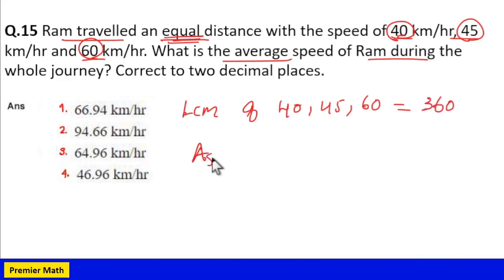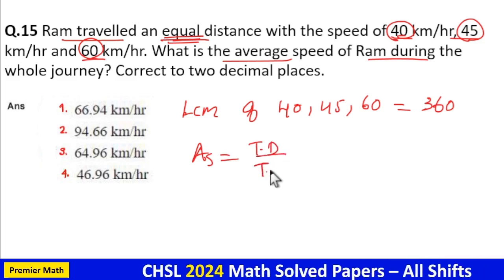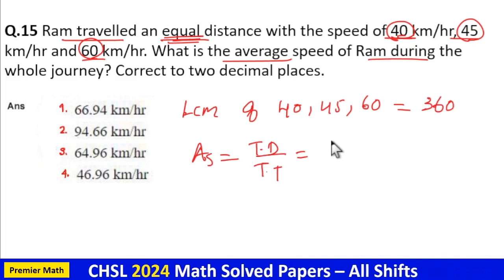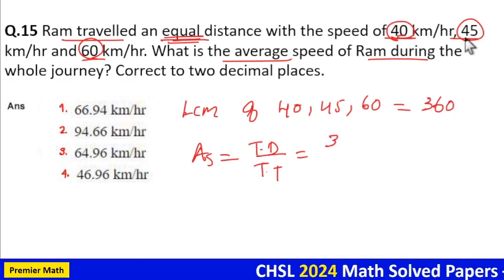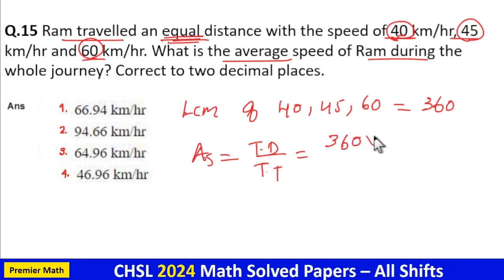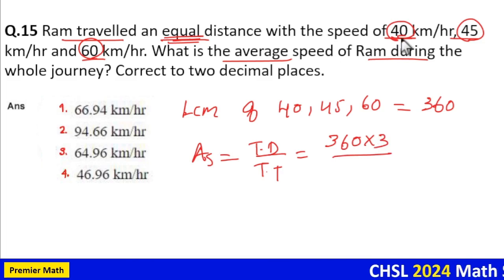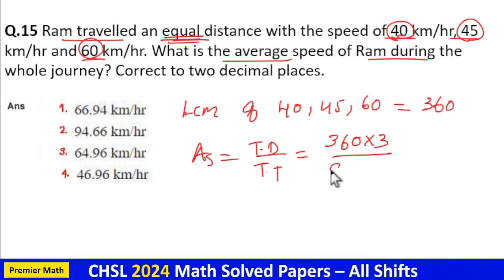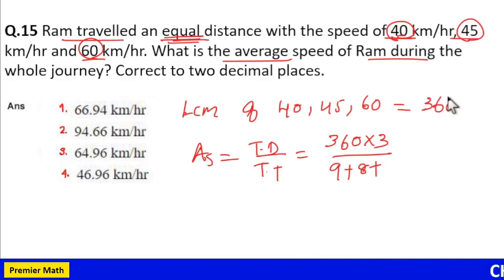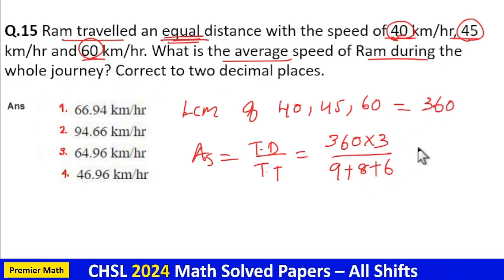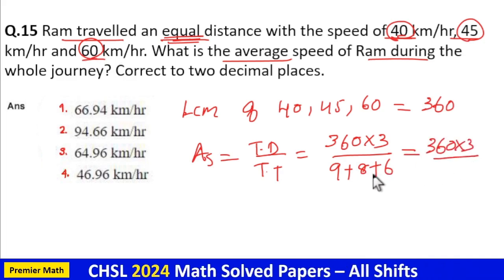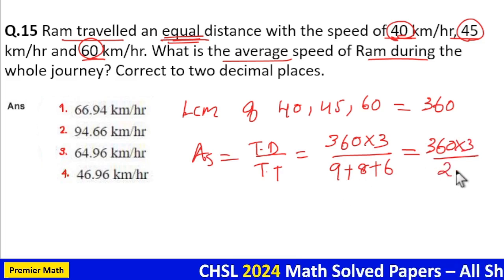Now average speed is equal to total distance divided by total time. In that case, total distance: first 360 covered at 40 km per hour, second 360 covered at 45, and third 360 covered at 60 km per hour. So total distance is 360 into 3 divided by time taken: 360 by 40 is 9 hours, 360 by 45 is equal to 8 hours, 360 by 60 is equal to 6 hours. This is equal to 360 into 3 divided by 8 plus 6 is 14, 14 plus 9 is 23.